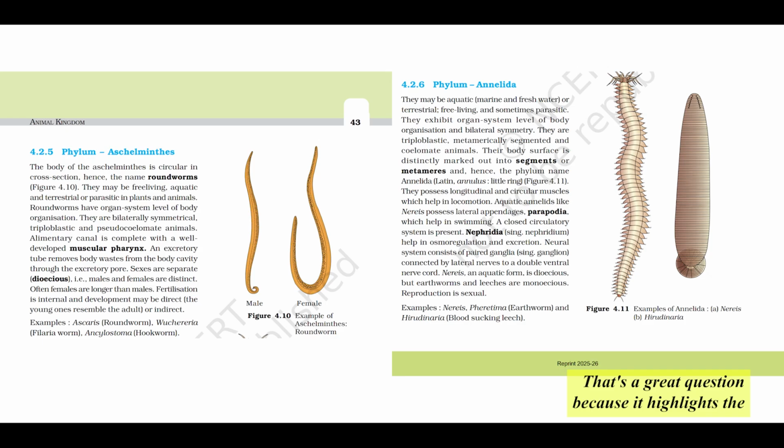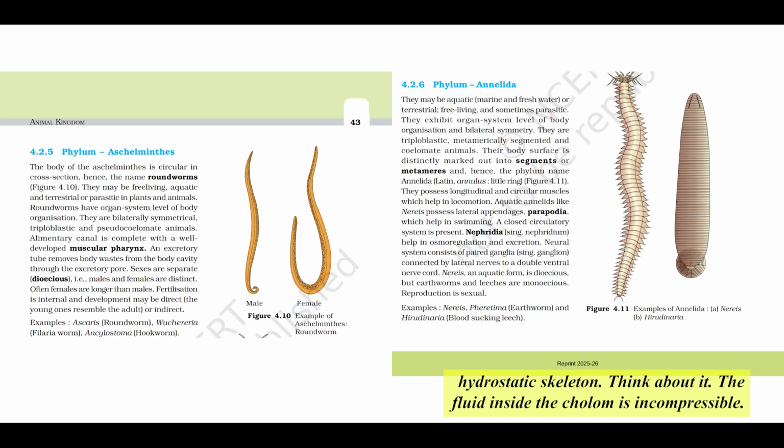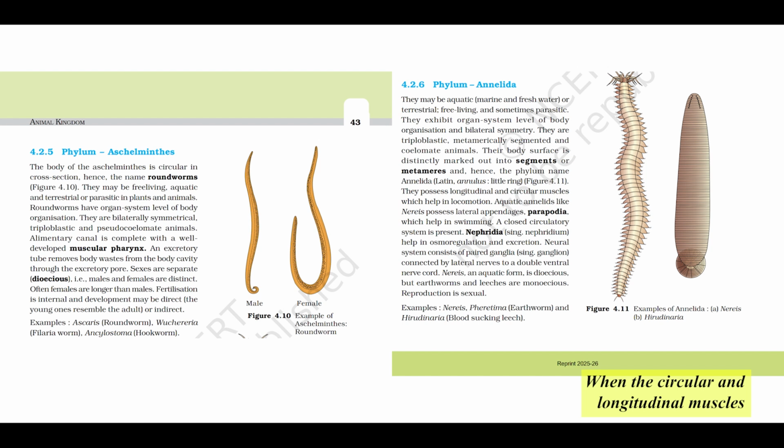That's a great question because it highlights the power of combining these evolutionary innovations. The true coelom in annelids, being fully lined by mesoderm, functions very effectively as a hydrostatic skeleton. Think about it. The fluid inside the coelom is incompressible. When the circular and longitudinal muscles contract against this fluid in a specific segment, they can change the shape of that segment, making it longer and thinner or shorter and fatter. Like how an earthworm moves.